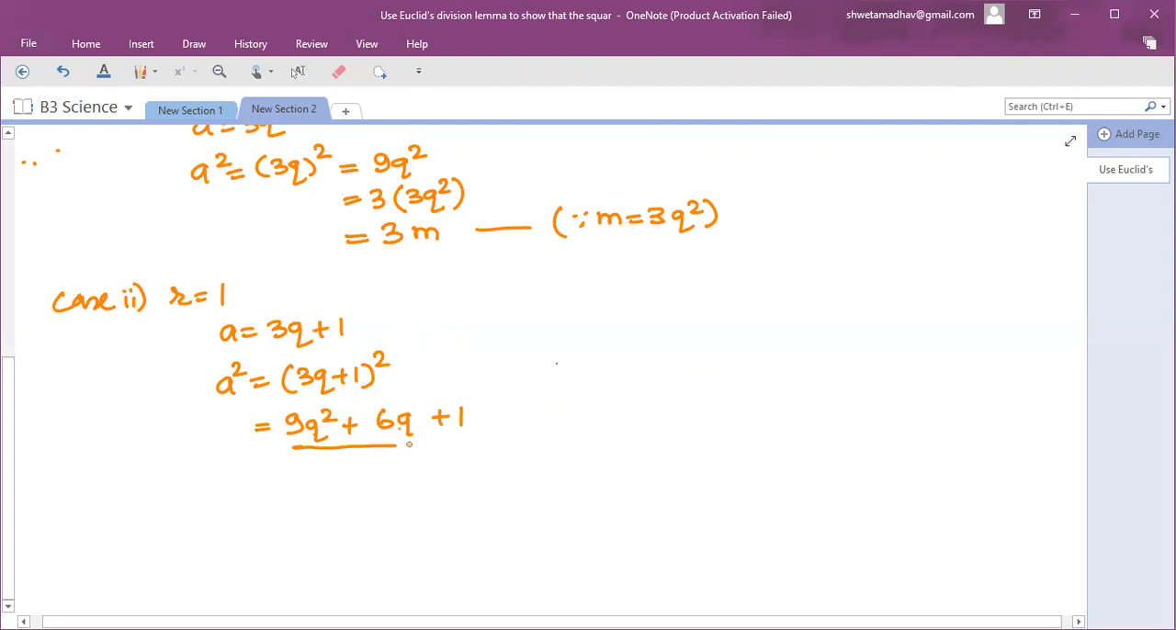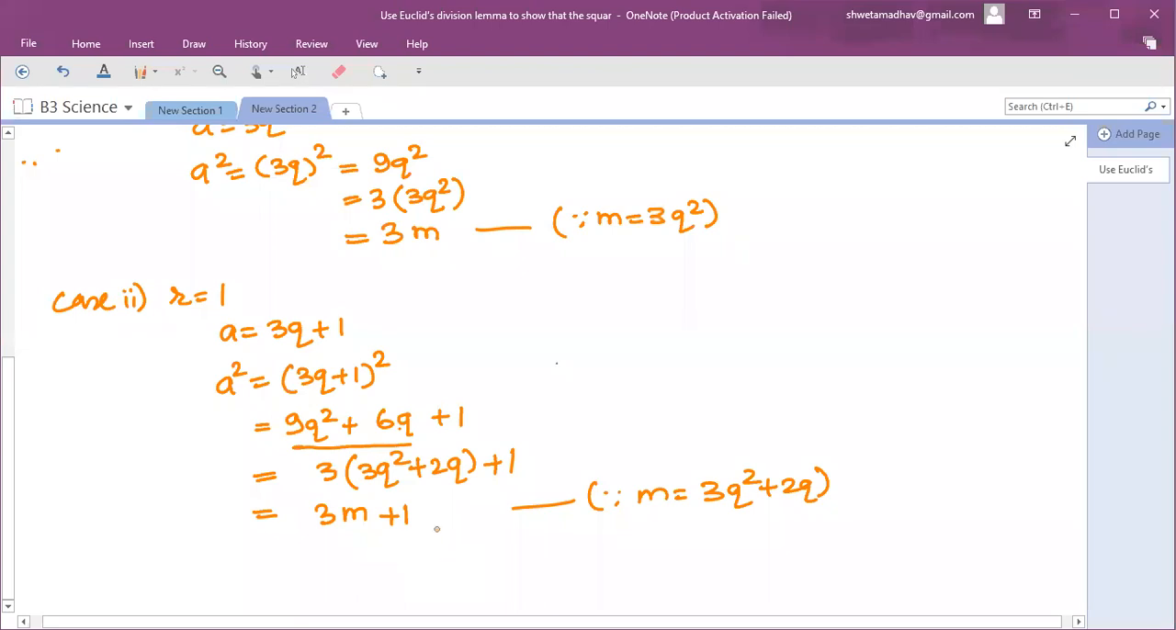From these two terms, can we take 3 common? So it will be 3 into 3q square plus 2q, plus 1. So this part is a quotient when divided by 3. So we'll consider that as 3m plus 1, where m is the quotient. So what is the quotient value? 3q square plus 2q.